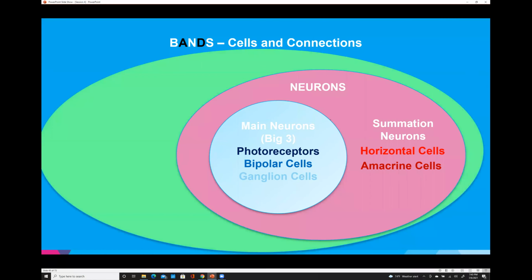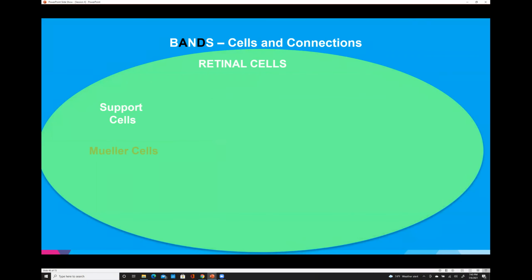Okay. Now let's go to the support cells. You've got your RPE and your Mueller cells. So now we've completed all of the retinal cells. I mean, you have 7. We've basically gone through all 7. So let's go first through the Mueller cells, which you already know, we talked about it.